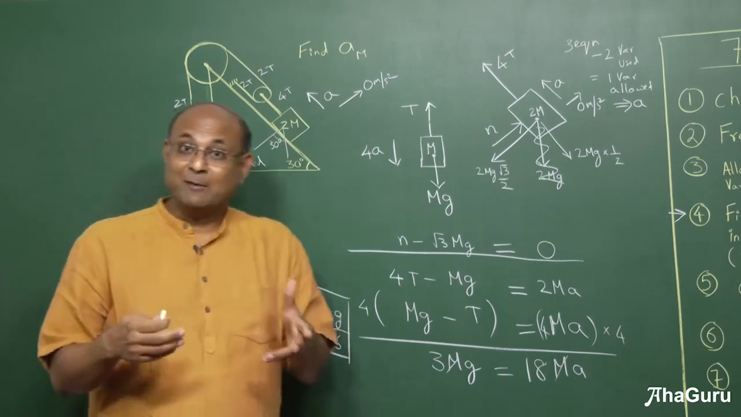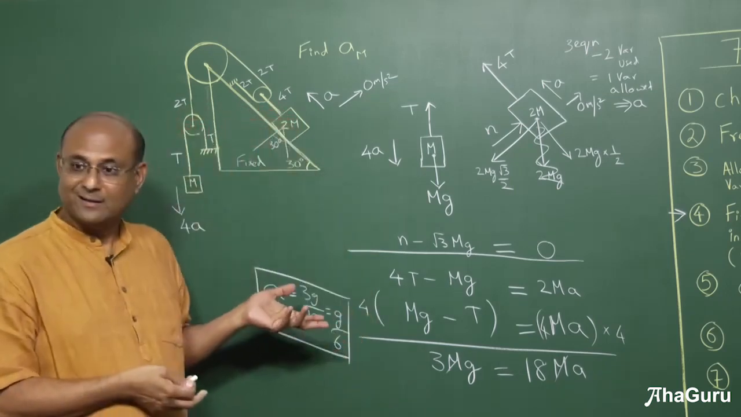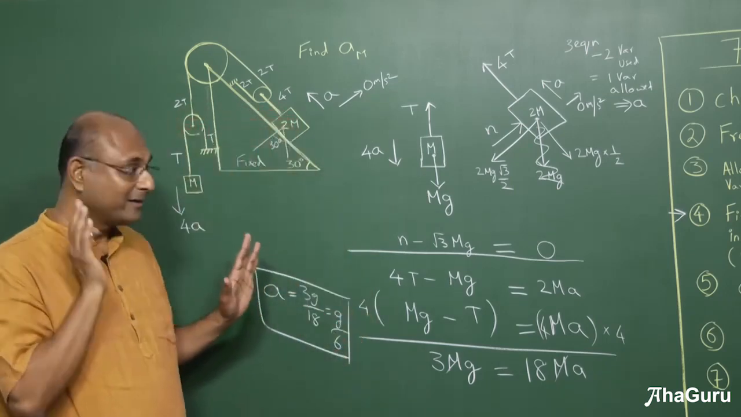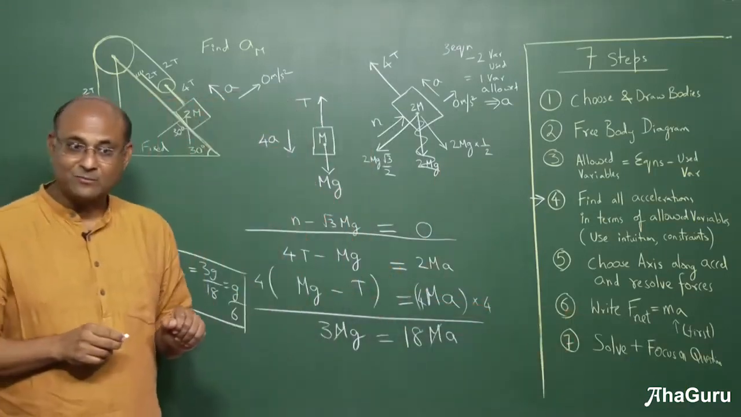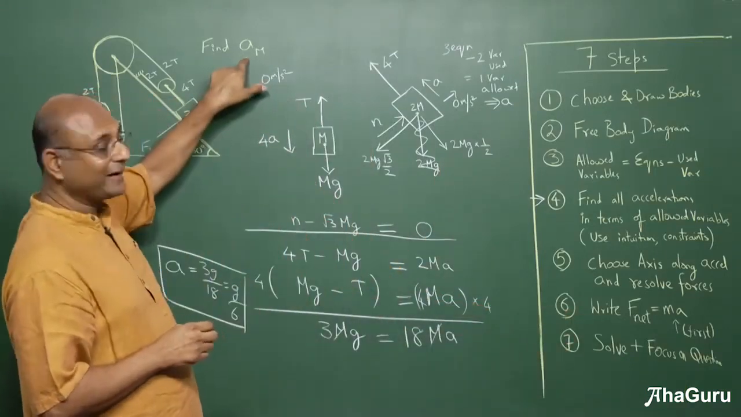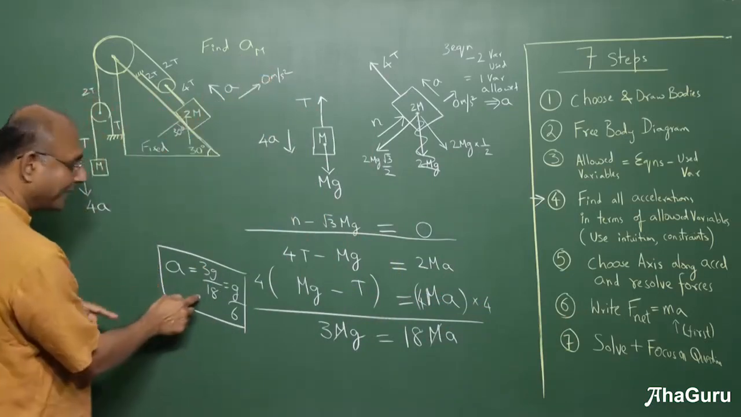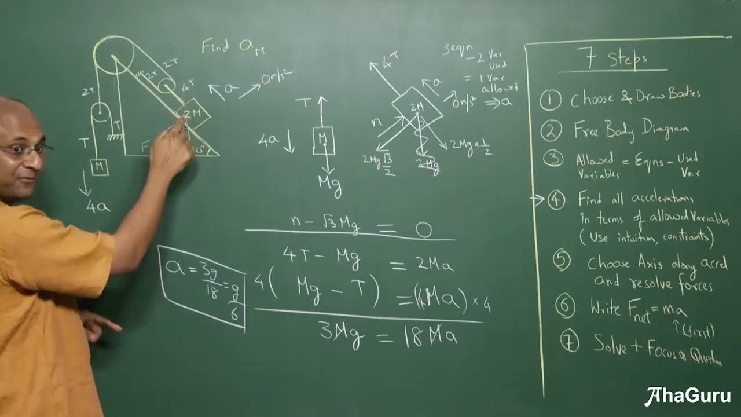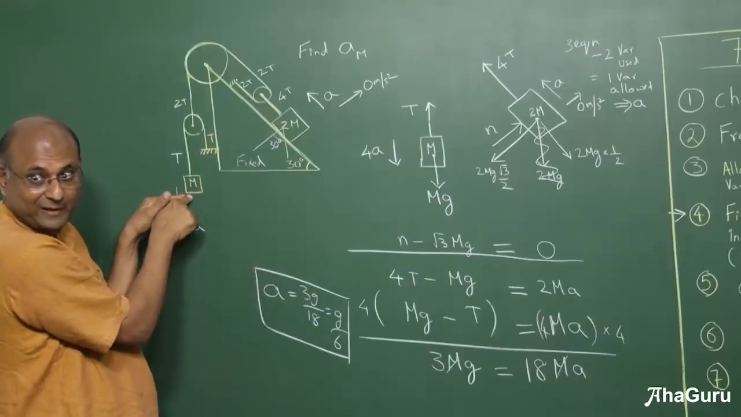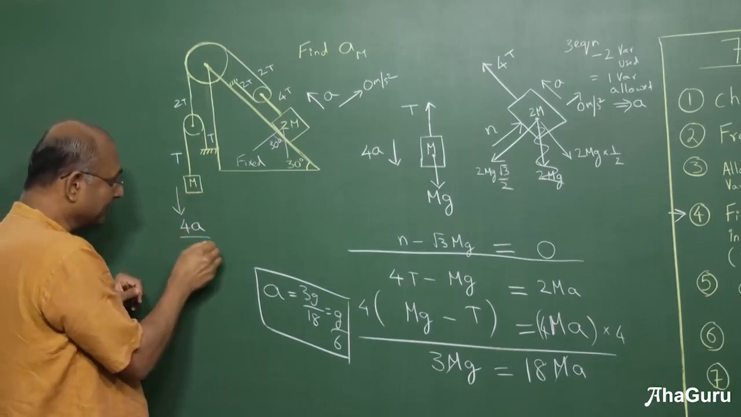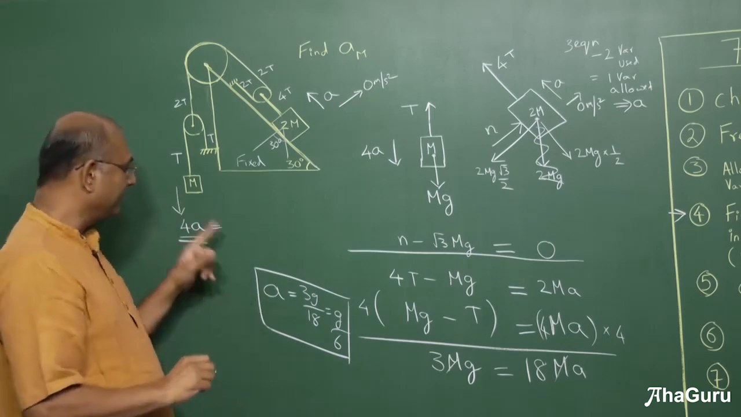Now we can feel happy about whether we have found the answer. Is that the step? We have solved, we found A. Happy? No, wait. Step 7 was solved. Then think about the question. What was the question? Question said find acceleration of m. What is A? Acceleration of 2m. What do I want? I want acceleration of m. But acceleration of m is 4a. Not a, it is 4a.